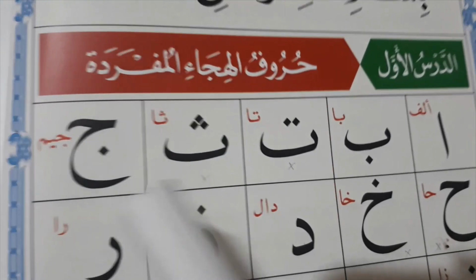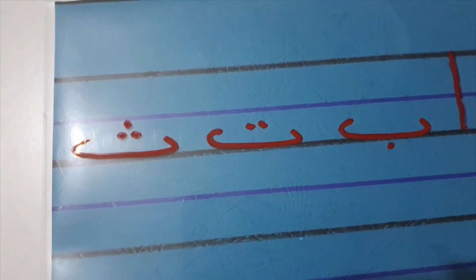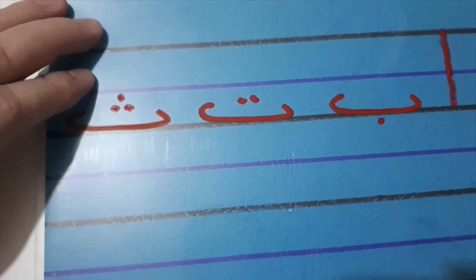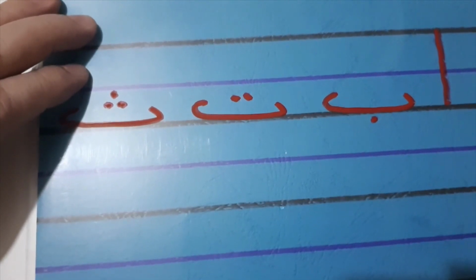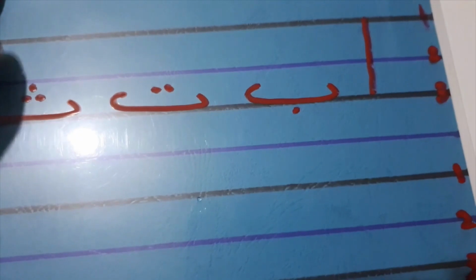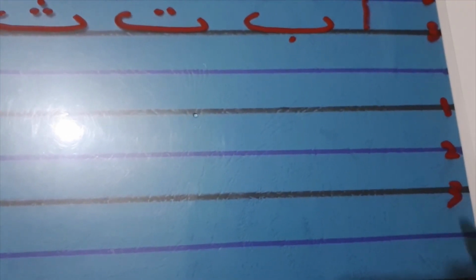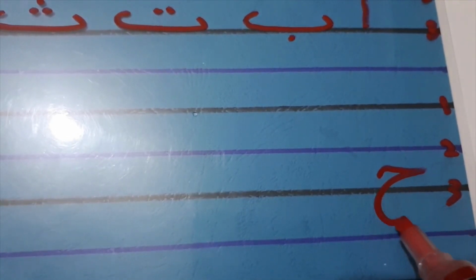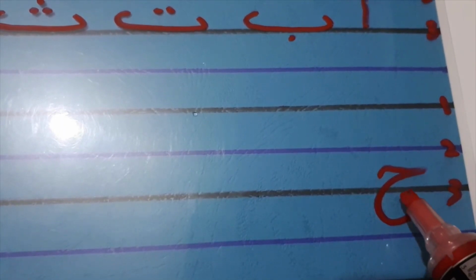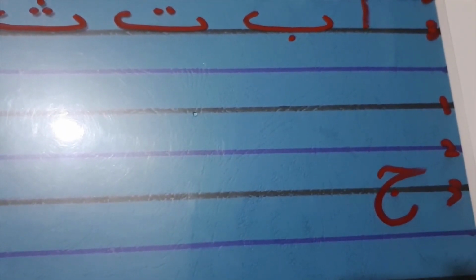Now let's do this jim. Now to do the jim, again, you have to have three lines as your baseline. So I'm going to make this one, two, three. Okay. So the jim is written on the third line. So from here, the middle of this third line. So this is like this, then going down. So this is the jim, and one dot in the middle if it is in the initial form.